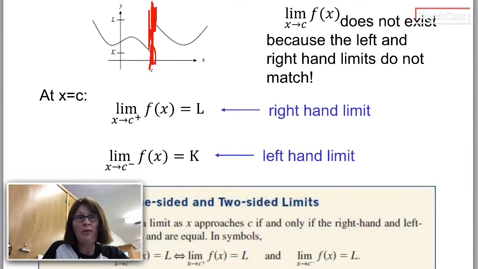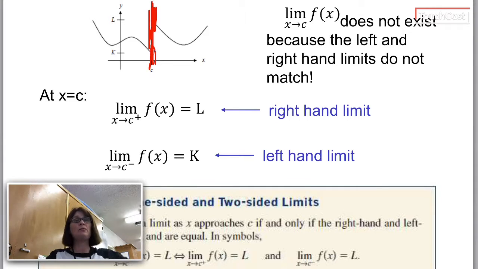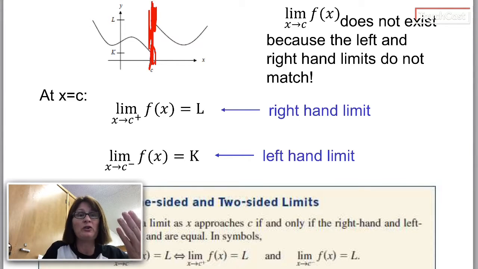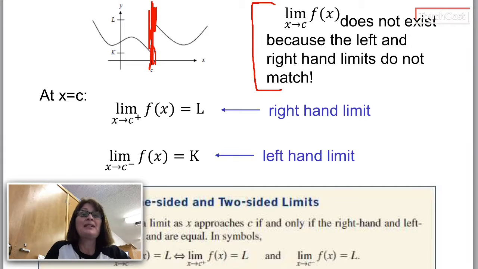And I see I have this problem that we talked about, which is from the left-hand side, my function approaches the y value of k. And from the right-hand side, my function value approaches L. Those don't match, so I would have to say here that the limit is undefined. You can see I wrote up here another way to say that. The limit as x approaches c of f of x does not exist because the left and right-hand limits do not match. So let's talk about a notation for left-hand and right-hand limits.